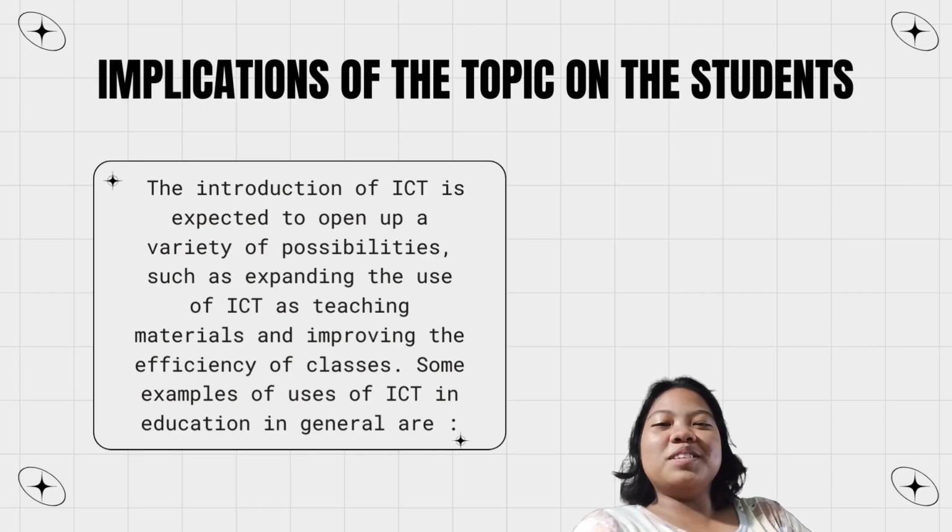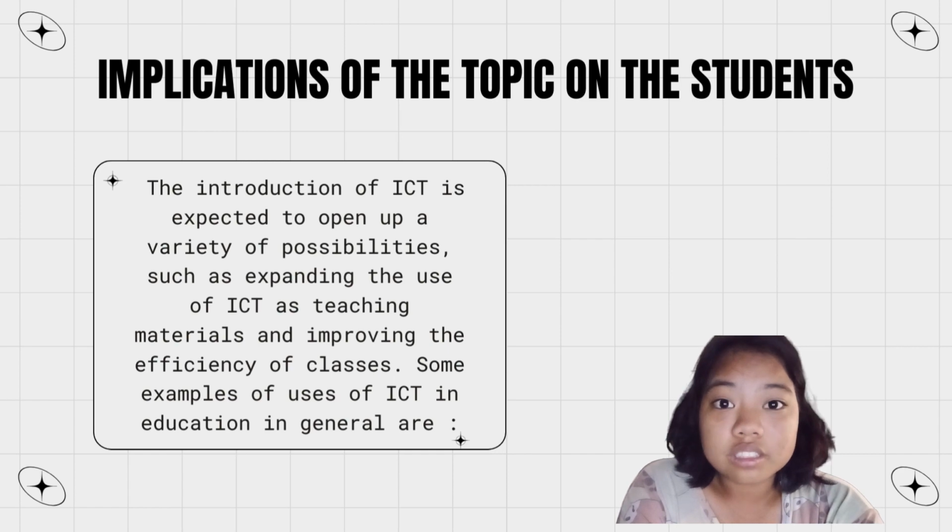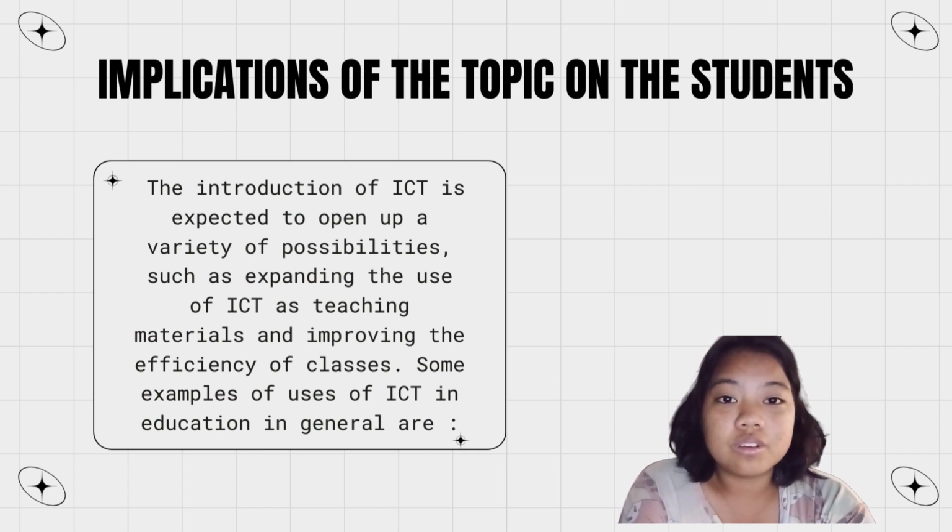Now let us move on to the implications of the topic on the students. The introduction of ICT is expected to open up a variety of possibilities, such as expanding the use of ICT as teaching materials and improving the efficiency of classes.